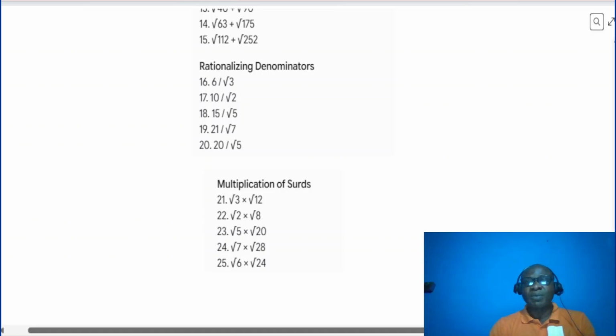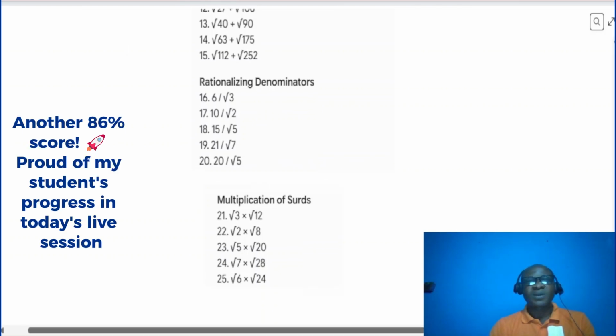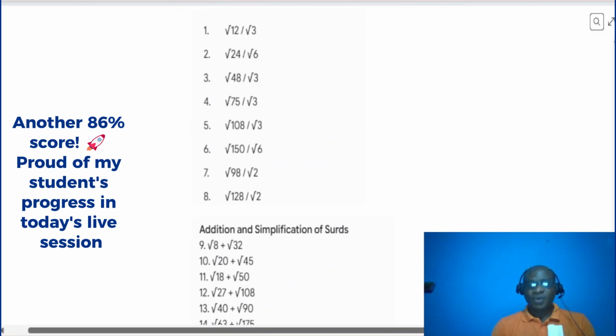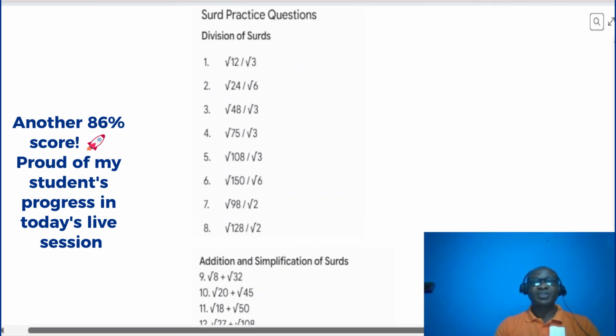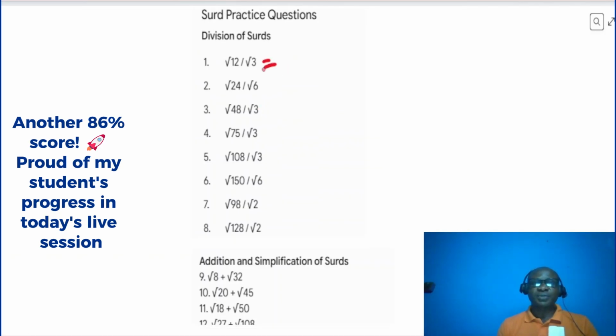We go to number 1. From number 1, what answer did you get? This part is division. 2. Sorry, what did you say? 2. Did you say 2? Okay, 2. All right. Let's see.